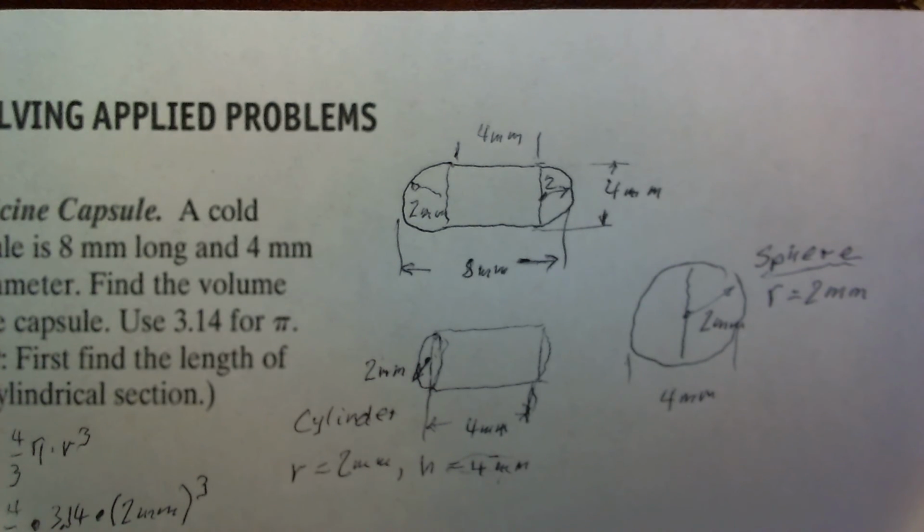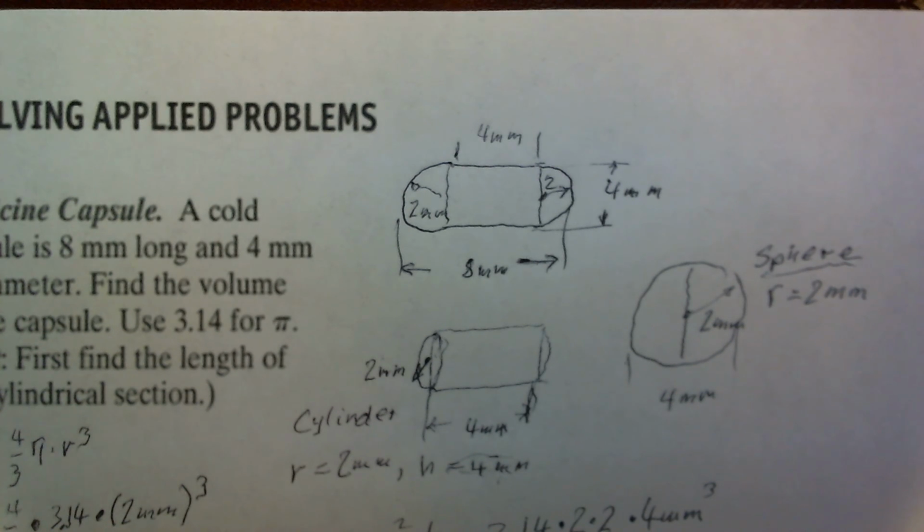Now the volume for the cylinder is base times height, so it's pi r squared times h. And since we use 3.14 for pi, 3.14, and since the radius is 2 millimeters, it's 2 times 2 times the height, and the height is 4 millimeters. So millimeter times millimeter times millimeter is millimeter to the third power. And when we multiply this out, we get 50.24. Okay, so that's the volume for the cylinder, cubic millimeters. And this is the volume of the spherical part.